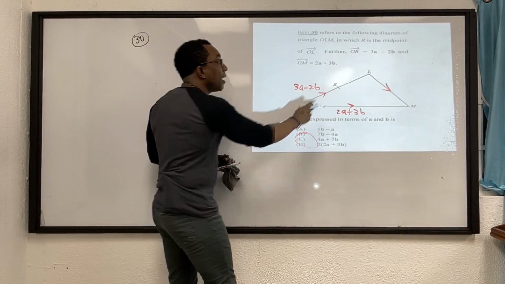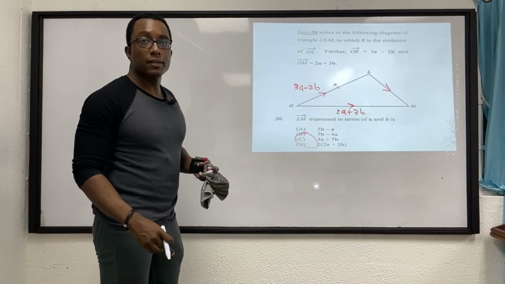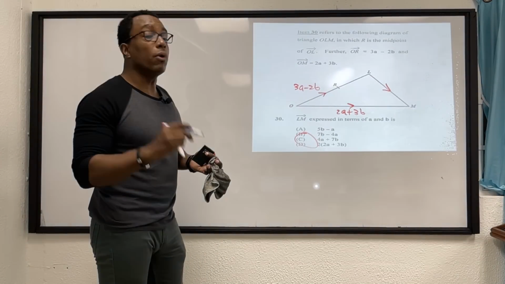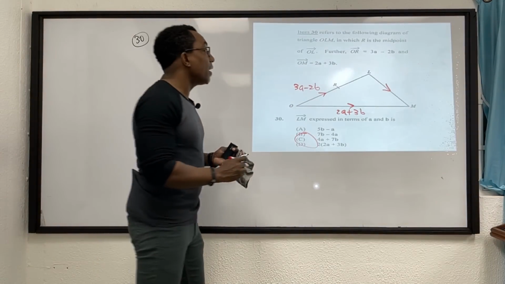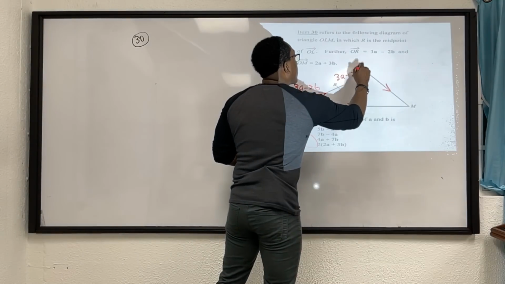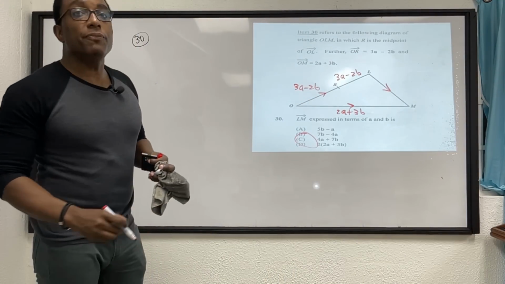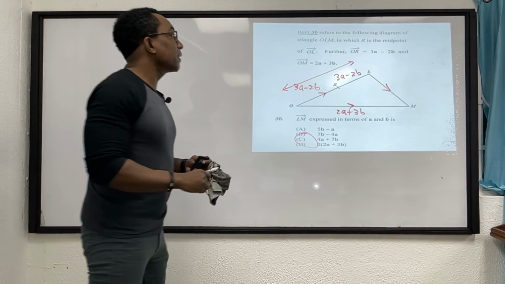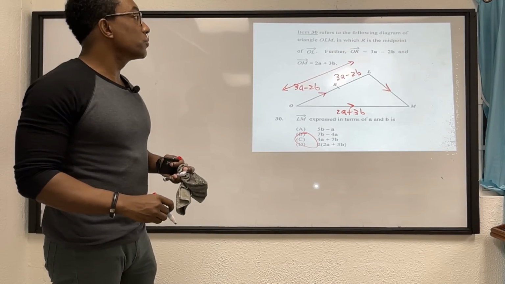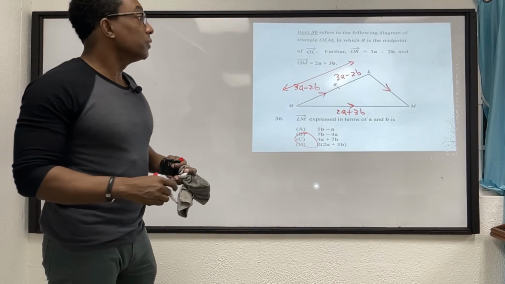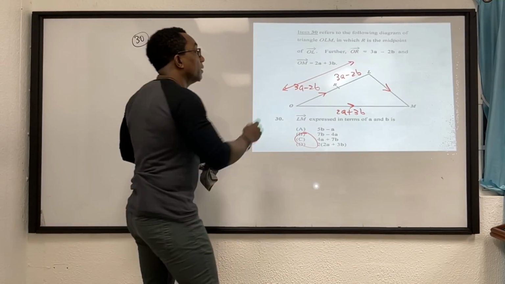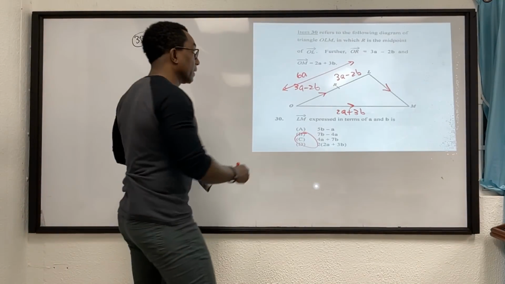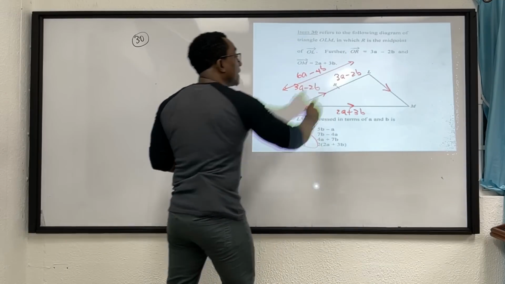And remember, R is the midpoint of OL. So if R is the midpoint and the magnitude of OR is 3a minus 2b, it also means that the magnitude of RL is 3a minus 2b. And therefore that vector OL will be 3a minus 2b plus 3a minus 2b, which will give us 3a plus 3a, which is 6a, and minus 2b minus 2b is negative 4b. Now that's for the entire vector OL.